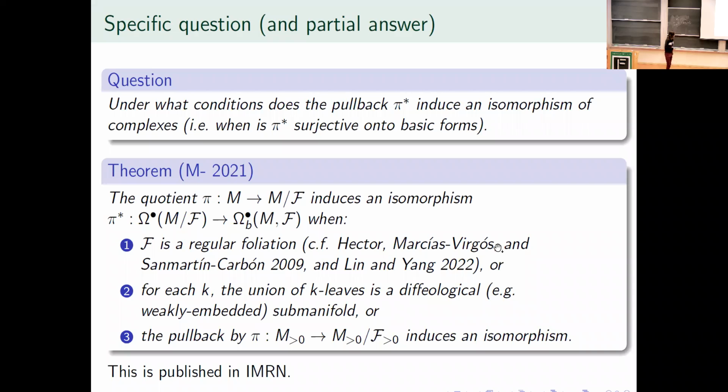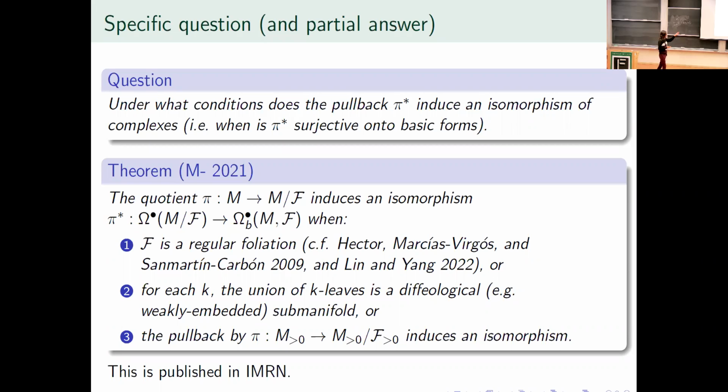And there's finally a third strange sort of condition that we can have, which is more general than the previous two. If you discard all the zero leaves from your manifold, that's what this M_{>0} is, and then you equip it with the foliation where you remove those zero leaves, and if the pullback is an isomorphism for that open subset of your manifold, then you can throw the zero leaves back in and it will remain an isomorphism.